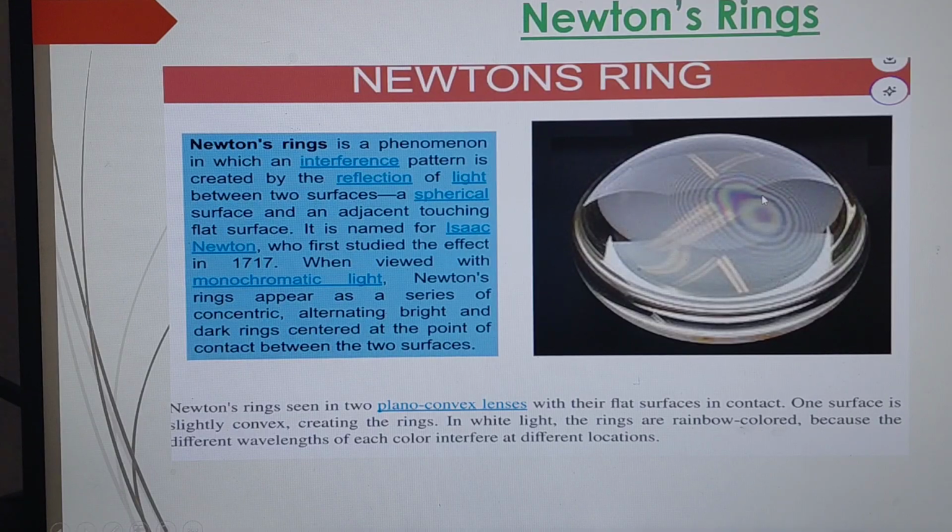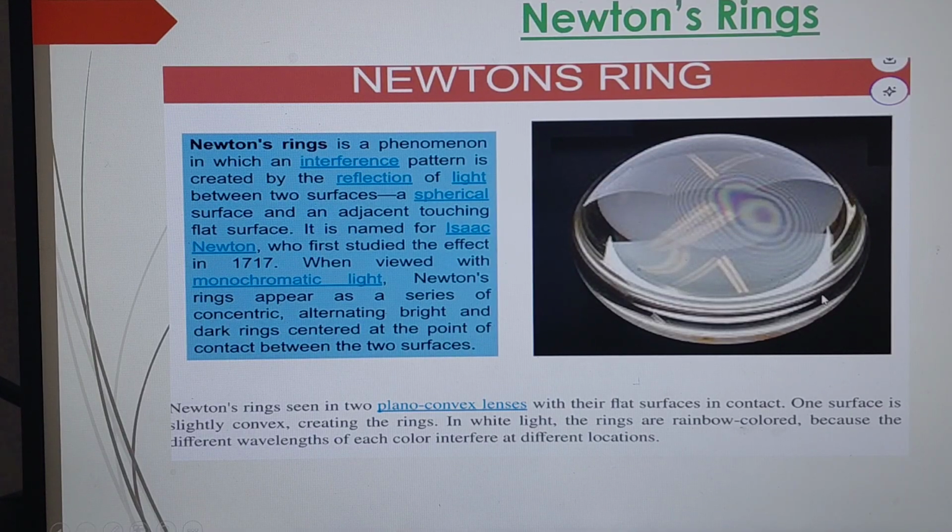Okay, so what are Newton's rings? The Newton's rings phenomenon is an interference pattern created by the reflection of light between two surfaces: a spherical surface, here, and a flat surface, here at the bottom, adjacent and touching.